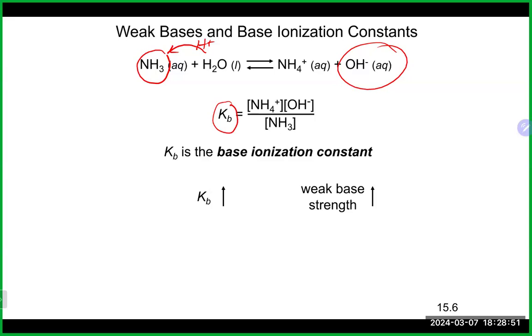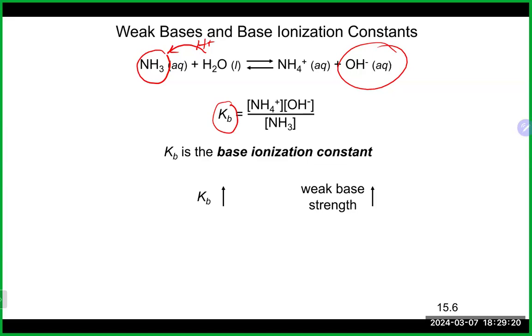Just like weak acids and strong acids, you will not find a KB value for a strong base. And the same reasoning applies. If it is a strong base, it's going to 100% break apart into ions, like potassium hydroxide, sodium hydroxide. You will not have it setting up an equilibrium. So again, that is another way that you can recognize something being a weak base. If you see a KB value, it's a weak base.